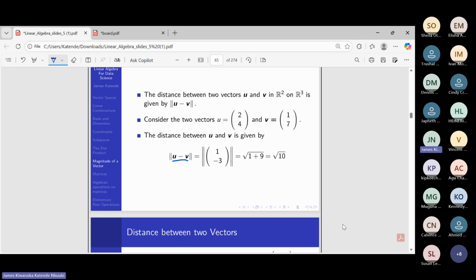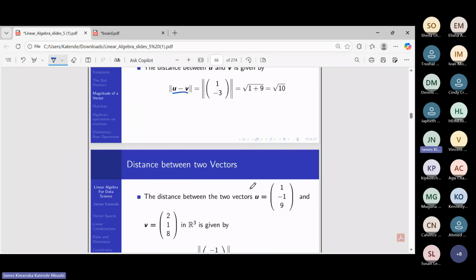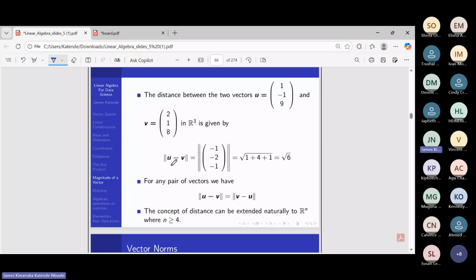But these are things you've already done. You know how to compute distance between 2 points in R2. We're just generalizing it now to larger spaces. So the same idea now you can extend to R3 or any arbitrary finite dimension. This can be done. You just get the difference between the two vectors. The resulting vector, you get the magnitude of that resulting vector, and the answer you get will be the distance between the two vectors, u and v.